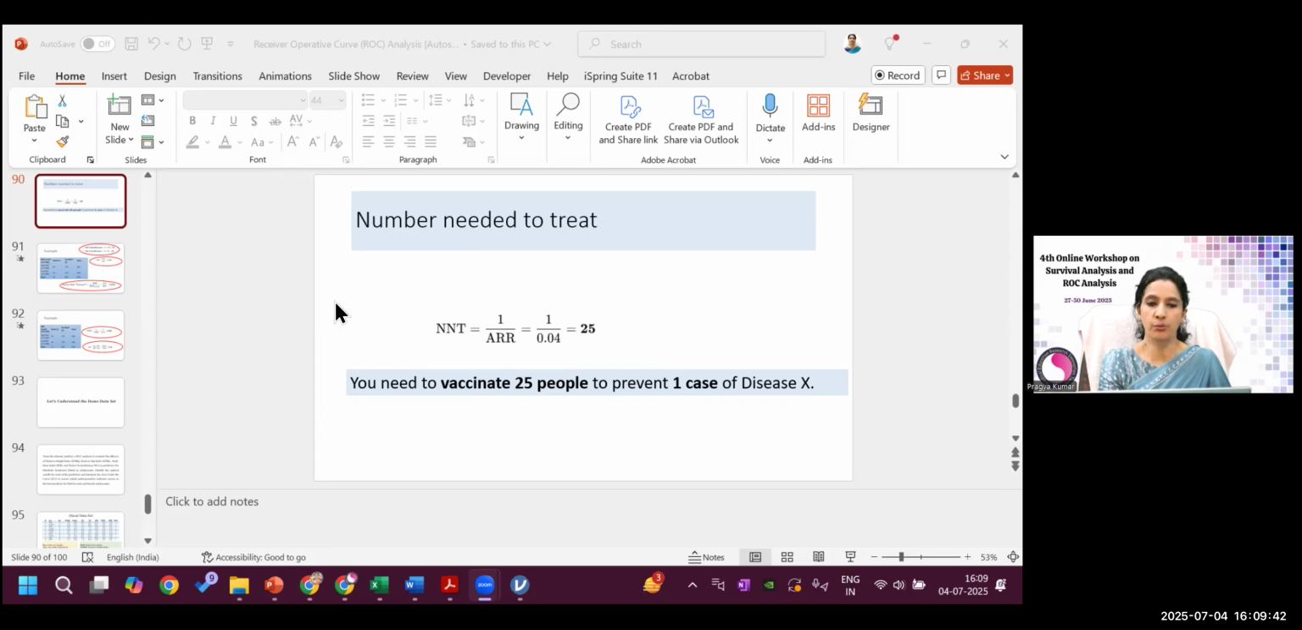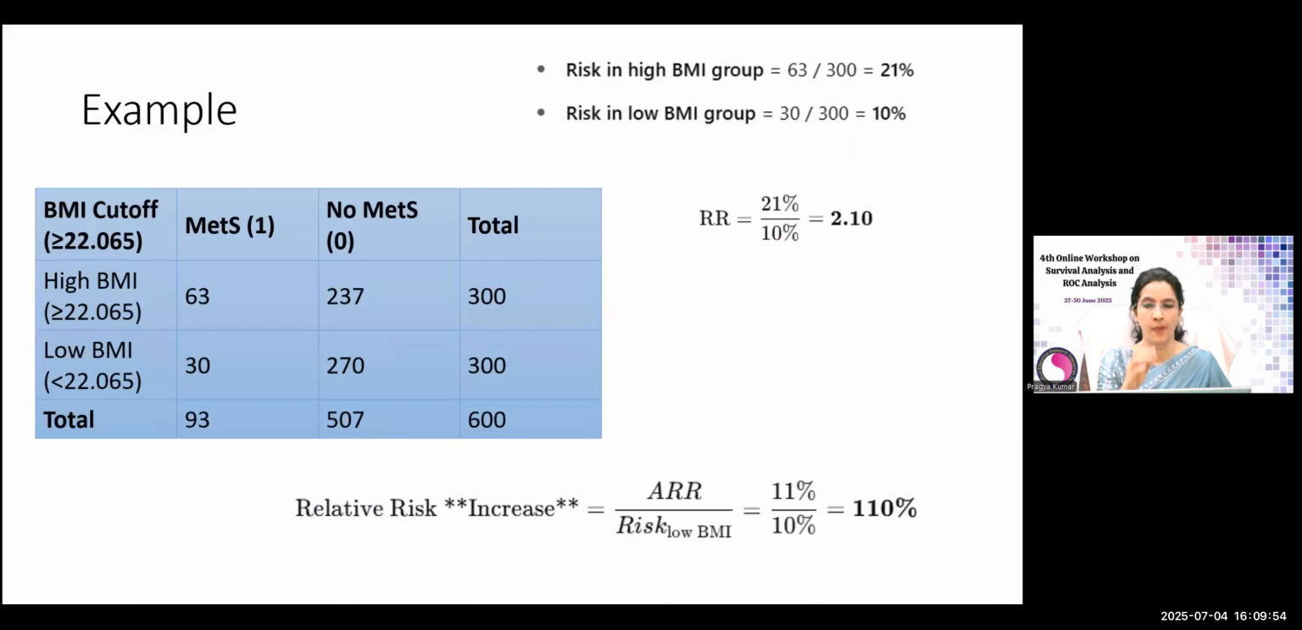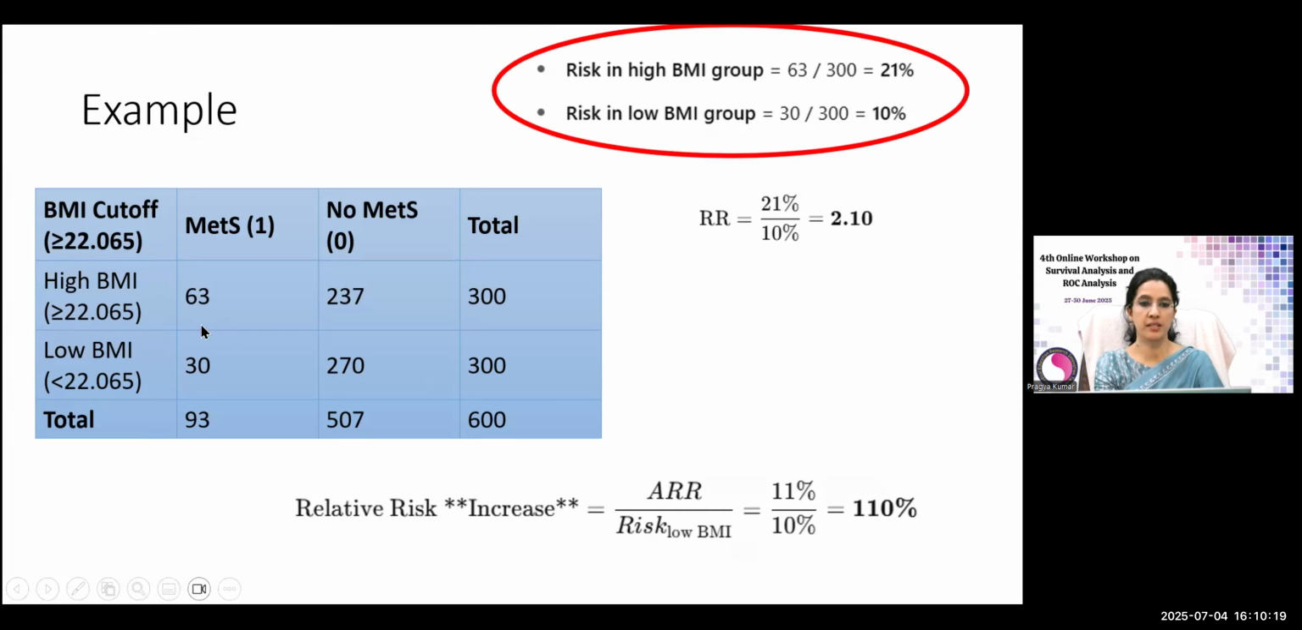So how do we understand this? Let's say this is a 2 by 2 table. First I'll explain using this, then we'll go to that particular output. This was the cutoff using the BMI cutoff of 22.065, where it says 63 were true positive, 63 with metabolic syndrome. So what will be the risk in the high BMI group? In the high BMI group, the risk will be 63 divided by 300, that is 21%.